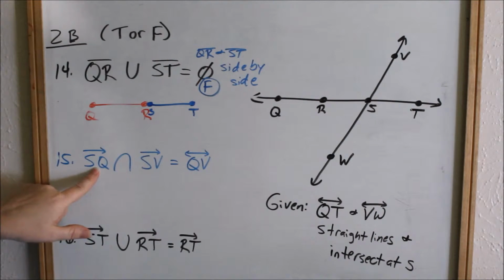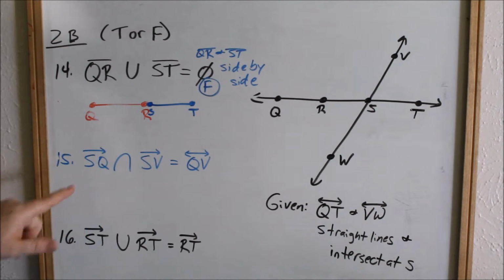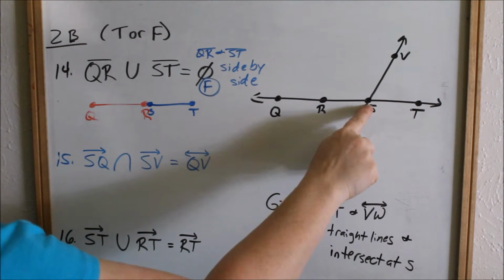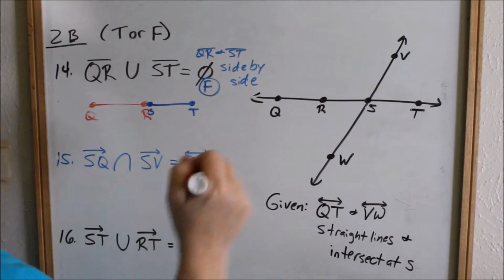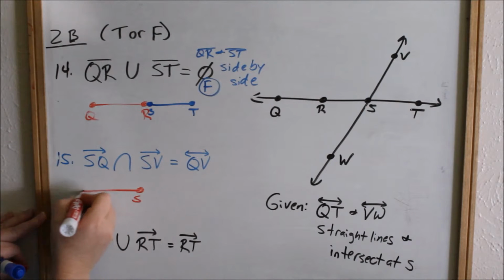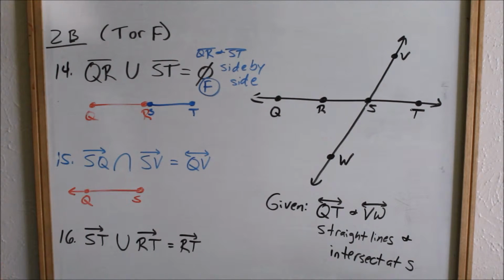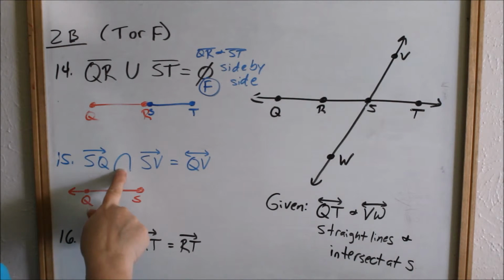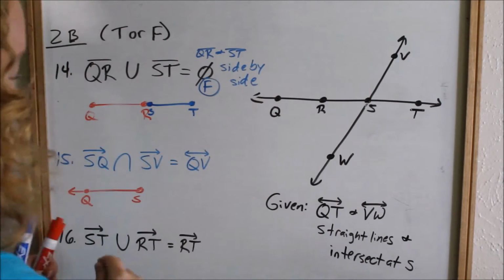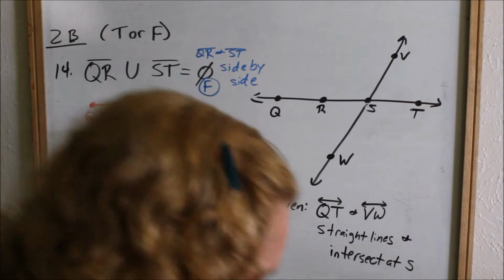So the first thing I want to do is draw ray SQ. Remember, this is a ray, so rays have an endpoint. Here's ray SQ. It starts with point S, and then it goes toward Q. So here's point S, and my ray goes toward Q. So there is ray SQ. And now I want to know, is there an intersection with SV? Here's my point S, and my ray SV goes toward V. So I'm going to draw that with a different color.